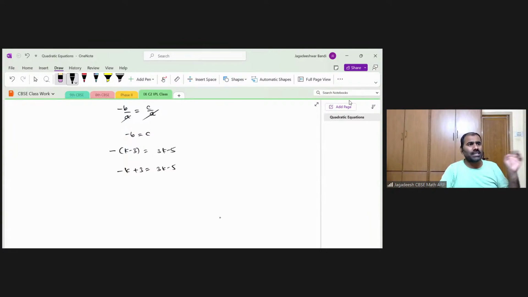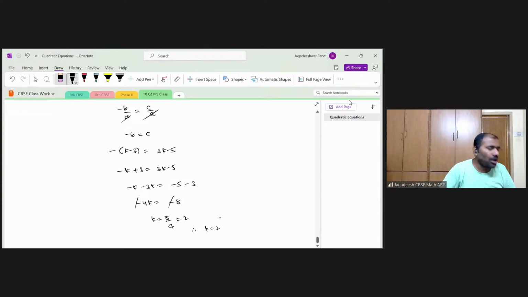Arrange all k terms on one side, constants on one side. So minus k, and transpose 3k to the left side: minus 3k equal to minus 5, and transpose 3 to the right side, becomes minus 5 minus 3. So what we did: arrange all the k terms on one side, constants on one side. So minus 4k equal to minus 8, the minus signs get cancelled. So k equal to 8 by 4, which is 2. Therefore k equal to 2, and the option is C.